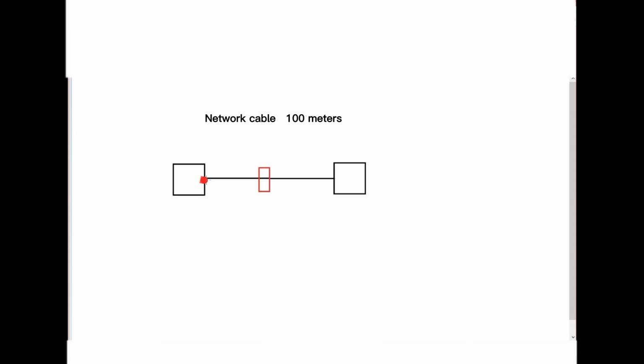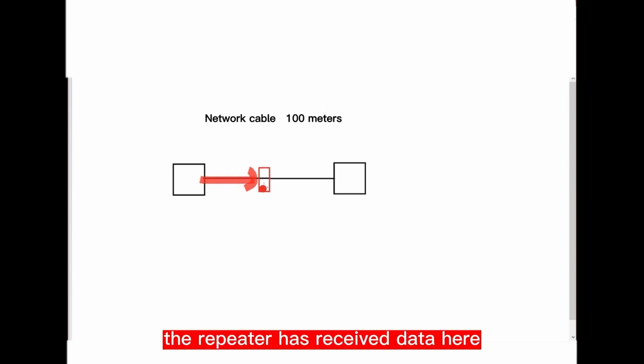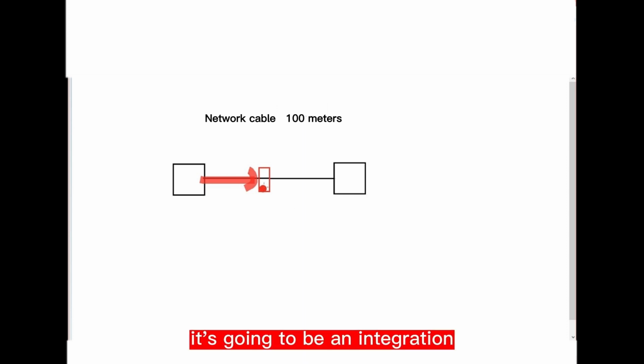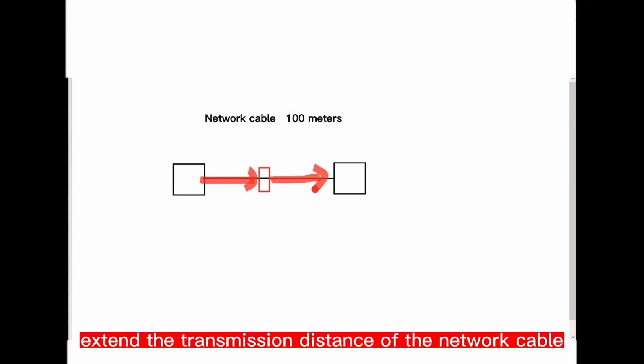Equivalent to, the repeater has received data here. After receiving, it's going to be an integration, then amplify the signal and send the signal again. Then it can extend the transmission distance of the network cable.